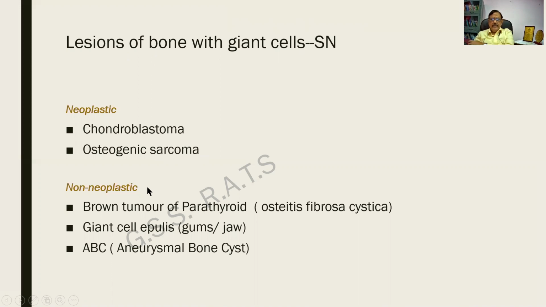And there can be the non-neoplastic lesions, such as the brown tumor of parathyroid, also called osteitis fibrosa cystica. Giant cell epulis, it occurs in the gums of the jaw. And ABC, aneurysmal bone cyst. These are all some non-neoplastic lesions which contain giant cells. So I mentioned a few lesions of the bone which show giant cells. You can mention these as differential diagnosis. Sometimes this itself is asked as a question, so you need not be perturbed about it.